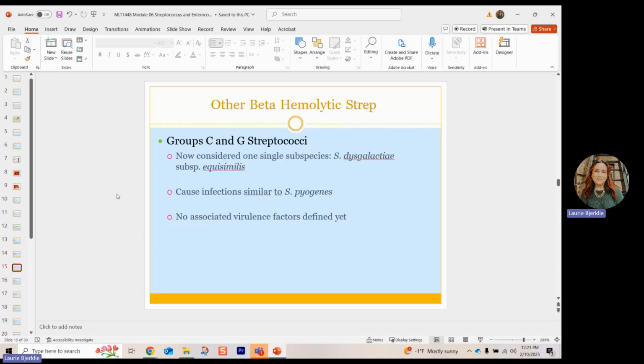Some other beta hemolytic strep, group C and G, are now considered one single subspecies, Streptococcus dysgalactiae subspecies equisimilis. Very similar infections to strep pyogenes, with some skin ones, things like that. No associated virulence factors that have been heavily defined as of yet.